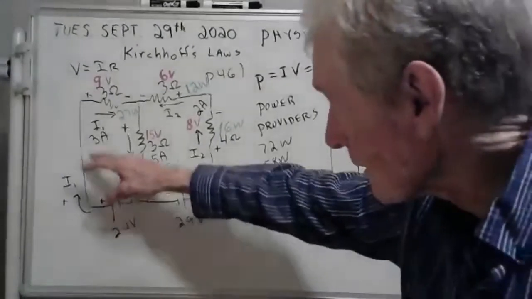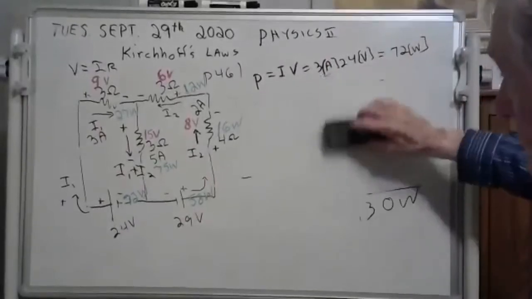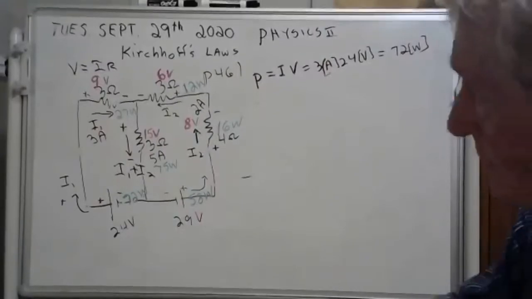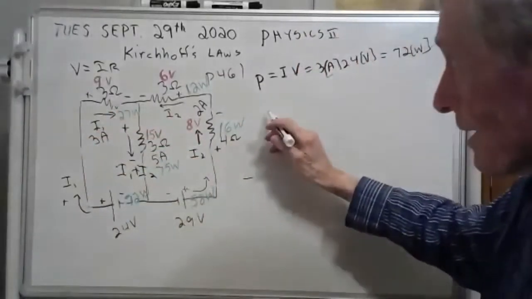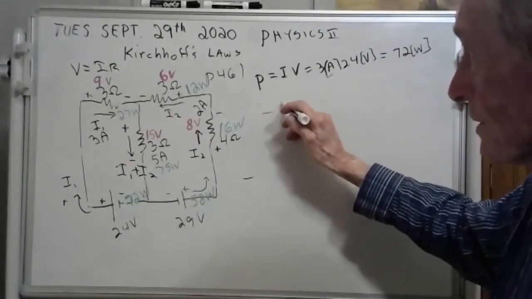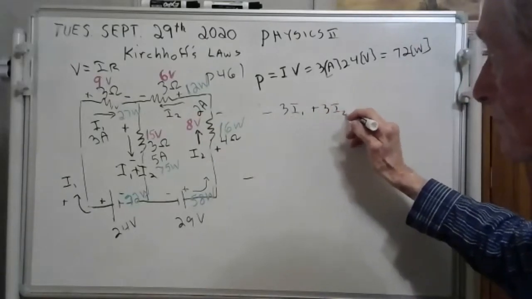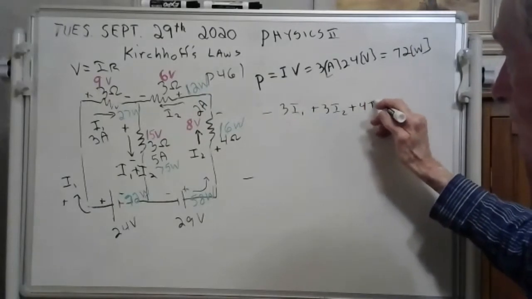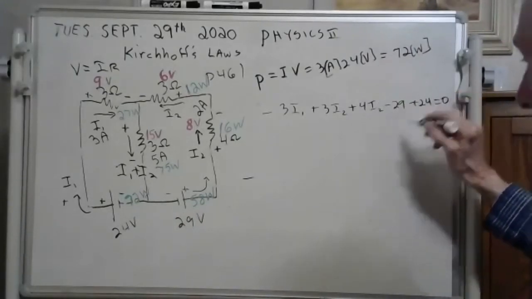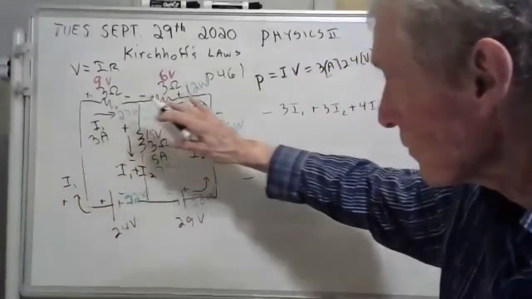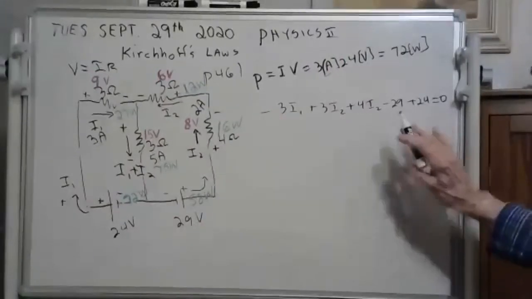There's nothing sacred about the way I went around these loops. You could have gone, let me just show you that. You could have gone around this big loop. See, if you went around this great big loop, then here's what you'd have for your KVL. You'd have negative 3I1, positive 3I2, positive 4I2, minus 29 plus 24 equals 0. You see what I did? I went around the whole outside, didn't I? That might answer your question there, Zach, if you understand that.